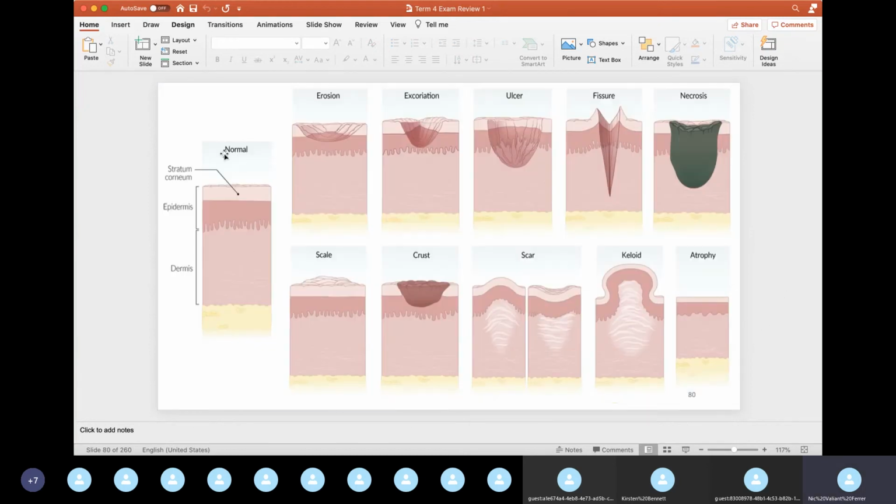Did you talk about this one, the secondary ones? Secondary skin lesions. Yes? Yes. Okay. So by just looking at the image, we can explain it.